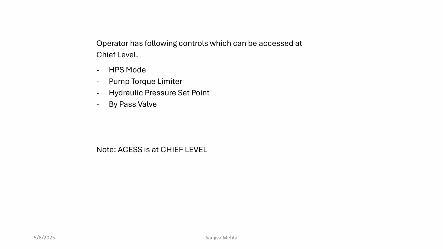The operator has the following controls which can be accessed at chief level: HPS mode, auto mode, or manual mode. In manual mode you can control the pump torque limiter or the hydraulic pressure set point, whatever set point you want, and the bypass valve. The bypass valve can also be opened manually. Access is only at chief level, otherwise auto mode. All right. If you want to choose HPS mode also, you have to go to the chief level.